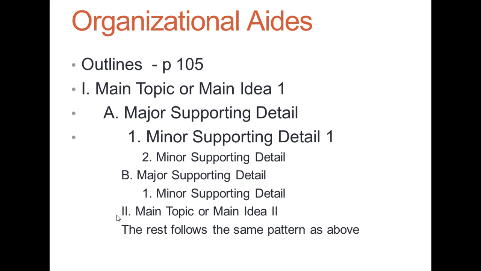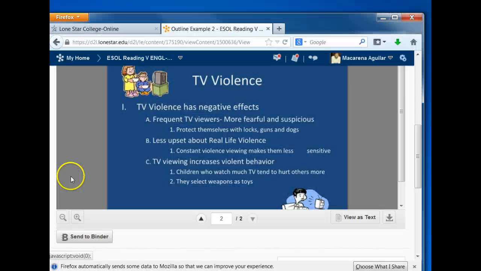Let me show you an example. Go to page 105 in your book, and I'm going to show you what an outline of that text looks like. Okay, so here's an example. This text is about TV violence, and we have the first main topic, which is that TV violence has negative effects. So we have marked that with Roman numeral 1. And then you have the first major detail, frequent TV viewers are more fearful and suspicious. And then we have a minor detail, they protect themselves with locks, guns, and dogs.